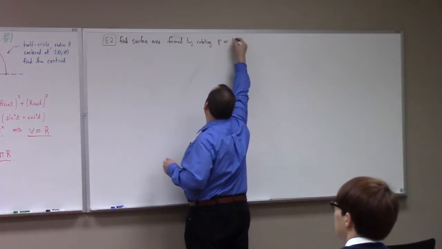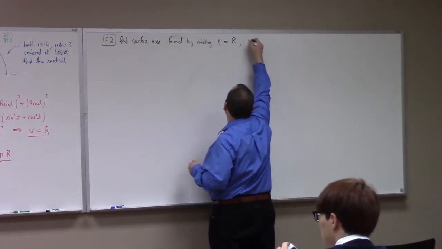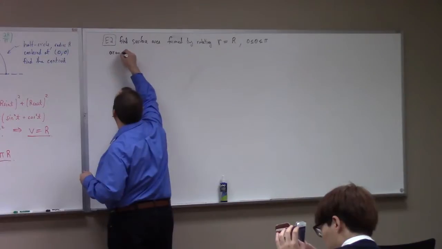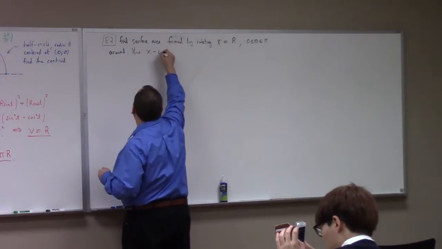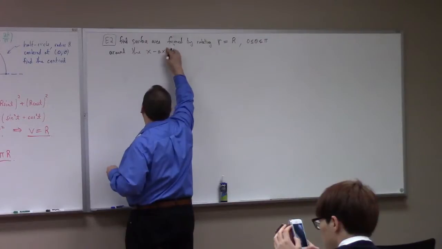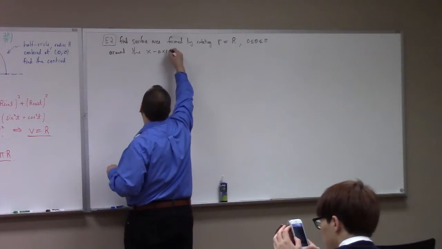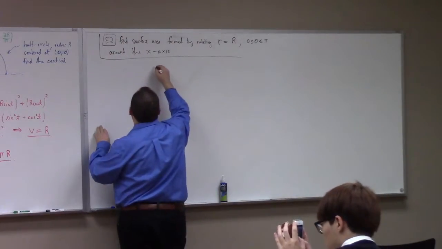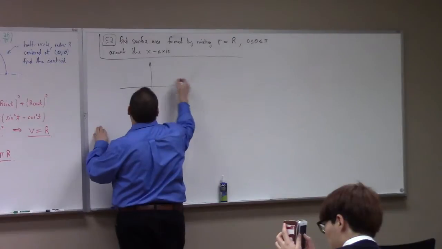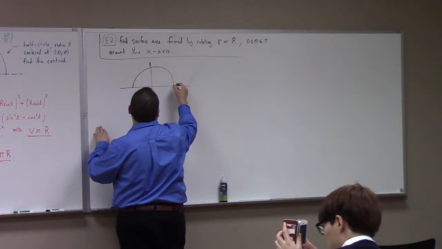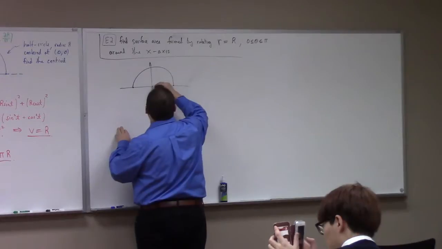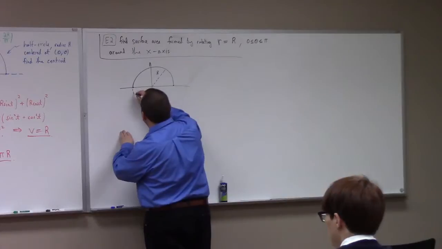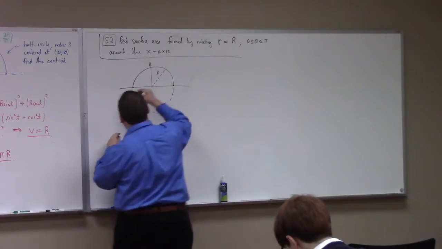So you could write this as r equals r for 0 less than or equal to theta less than or equal to pi, rotating around the x-axis, right? That's another way I could have characterized the half circle. You say sphere? I think that should be right. So if we take this half circle of radius r and rotate it around, of course you get the whole deal, right?